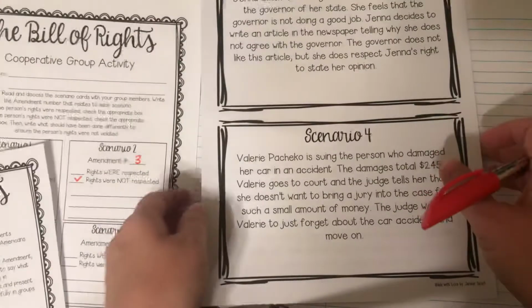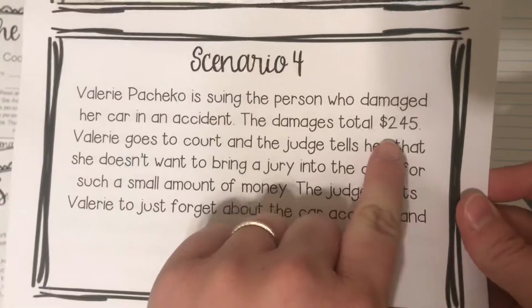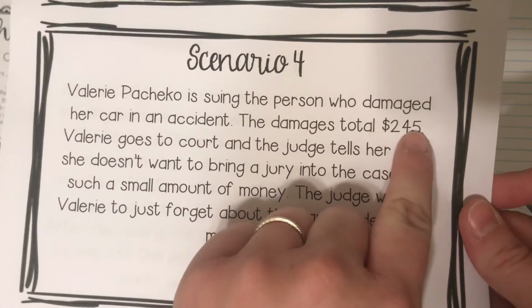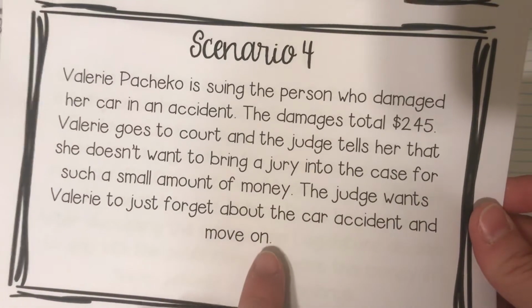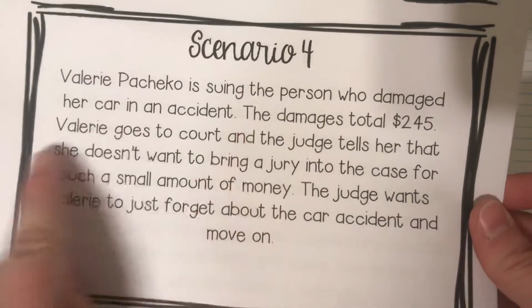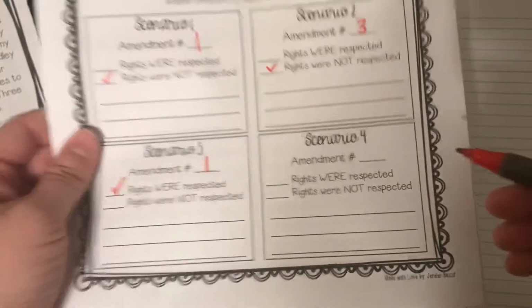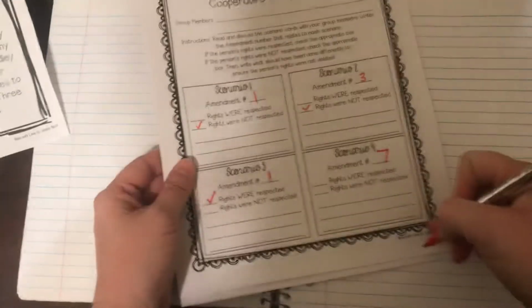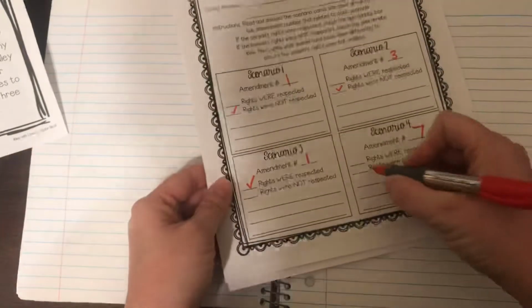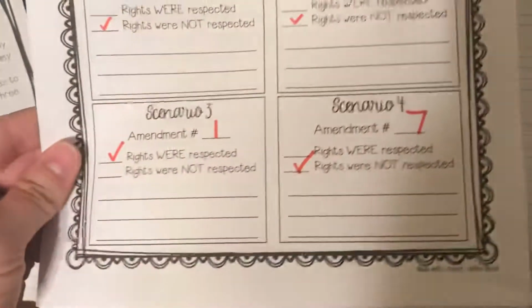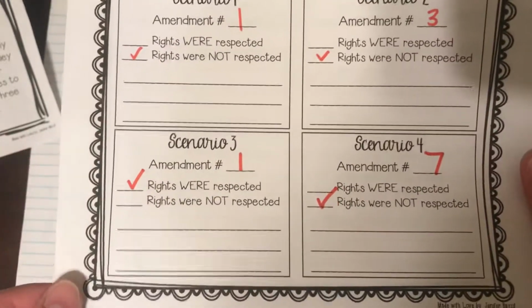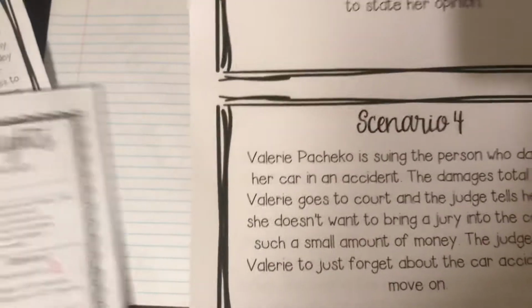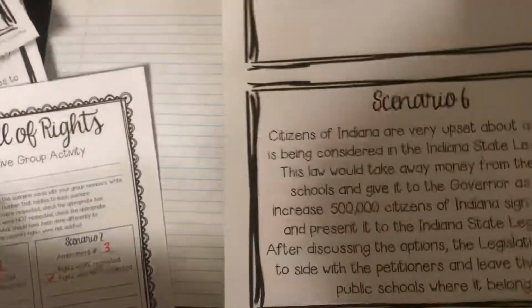So I look back here. Is the damage more than $20? Yes, it's $245. So the judge says that she just wants her to forget about it and move on. So in my Bill of Rights activity page, I would say this represents Amendment 7. Were their rights respected? No. She should still be able to get a trial just because that's her amendment right. All right, let's move on to scenario 5.